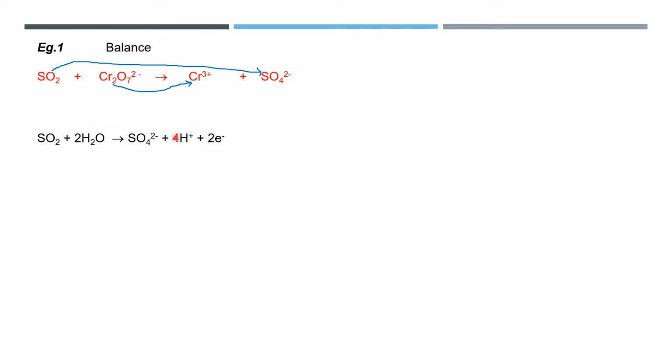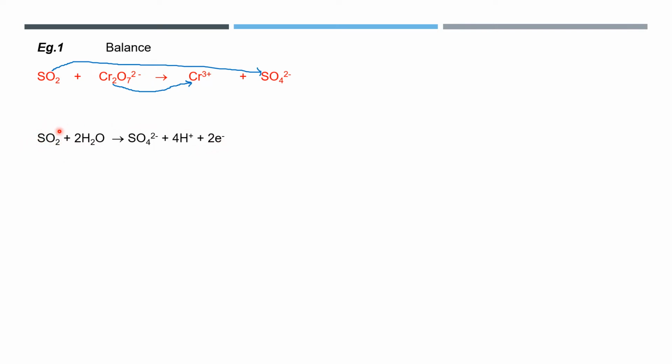Once we put the 4H+ on the product side, you will then add the charges and put the electrons. The total charge on the reactant side is 0. On the product side, the charge on sulfate is -2, while the charge on H+ is +4. So +4 plus -2 gives you a +2 charge. A +2 charge can only be balanced with a -2 charge. That is why 2 electrons are added. This is a loss of electrons because the electrons are on the product side, so this reaction is oxidation. Sulfur dioxide is a reducing agent.